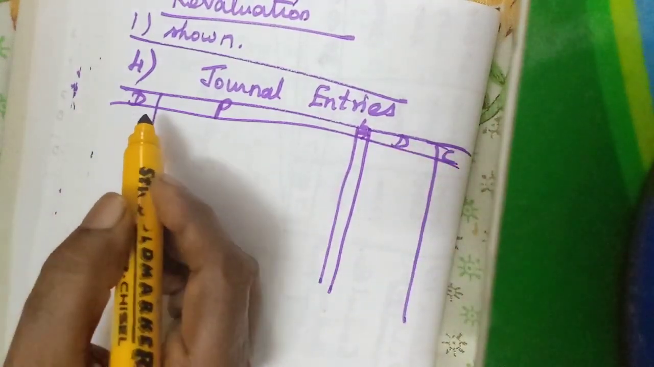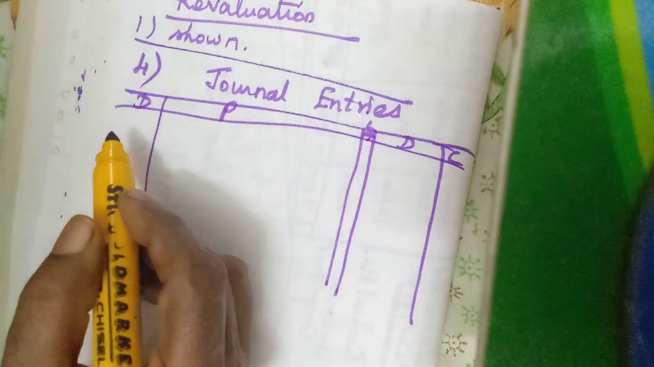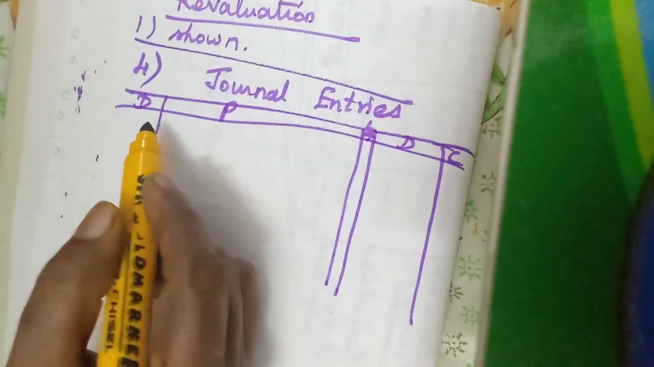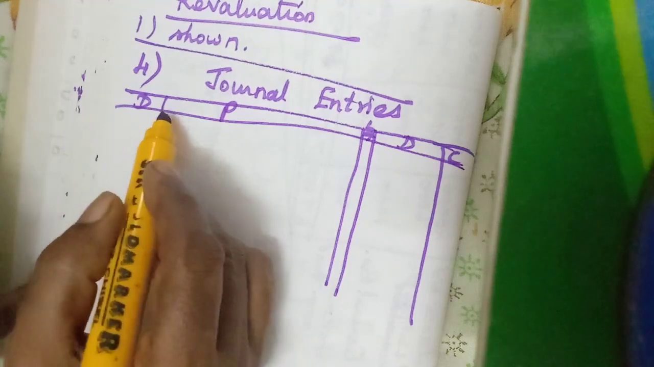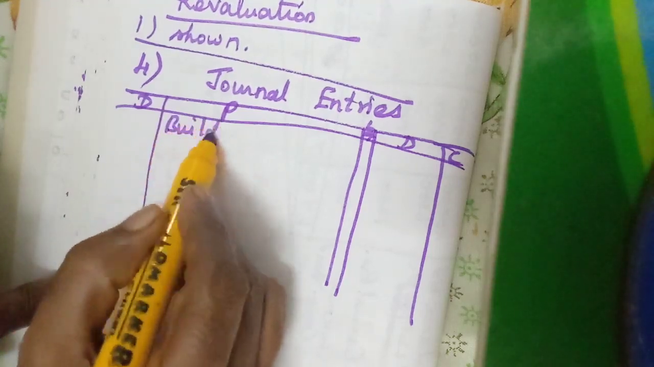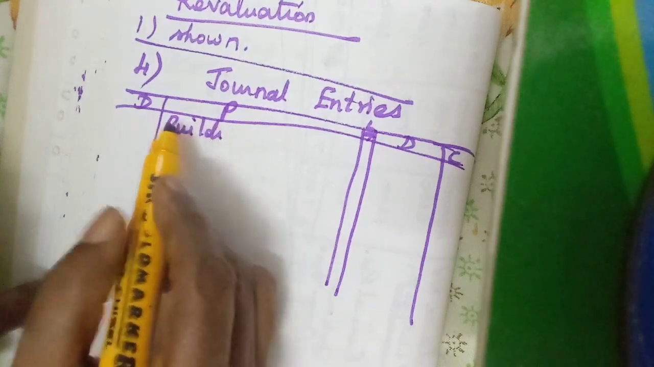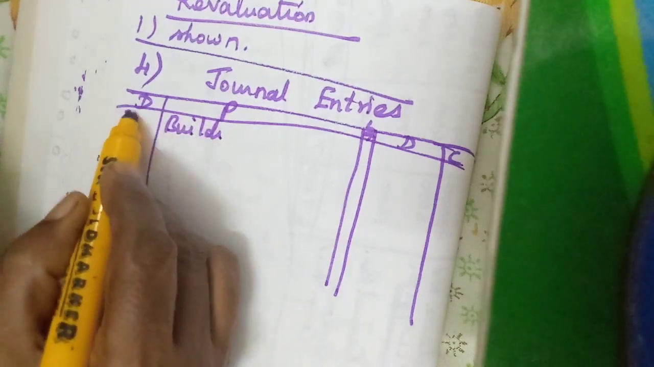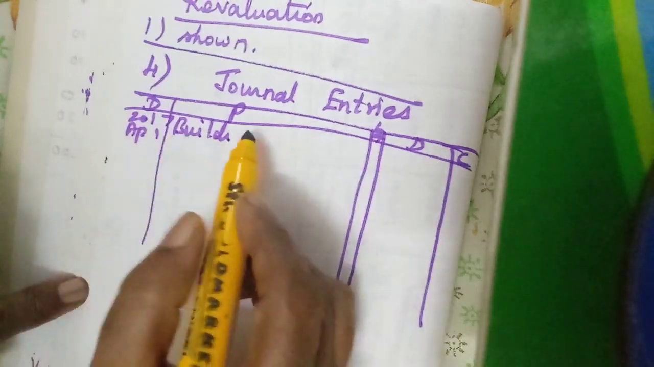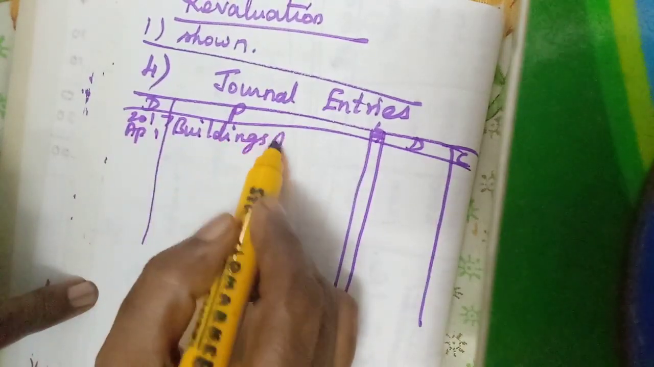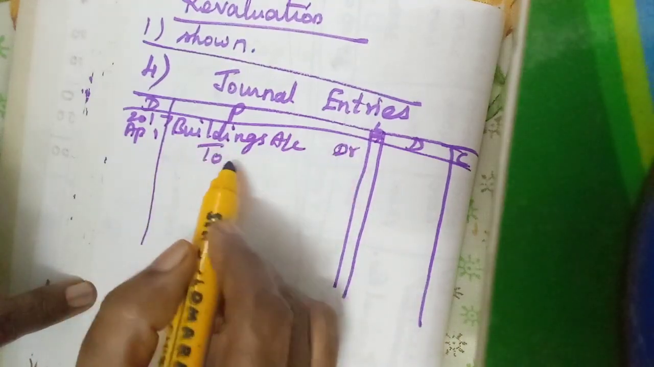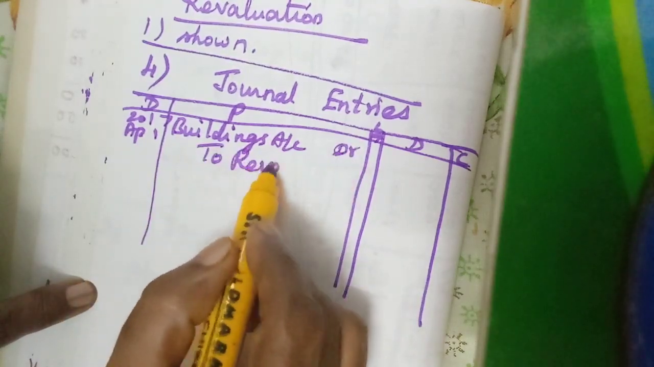First one, we should analyze. Increase the value of building: only one profit item, the other one loss item. So first we will write the profit item. Buildings account debit. We can write the date also, isn't it? 2017, April 1. Buildings account debit to revaluation account.